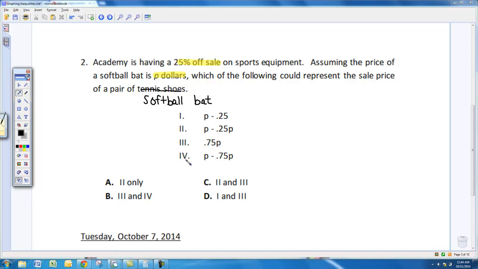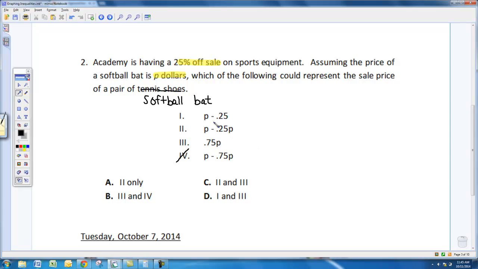For example, option 4 says the original price P minus 0.75P. So this says take the original price and take off 75%. We don't want to take off 75%. We want to take off 25%. So if we're going to take off 25%, it looks like either 1 or 2 could be a good answer.